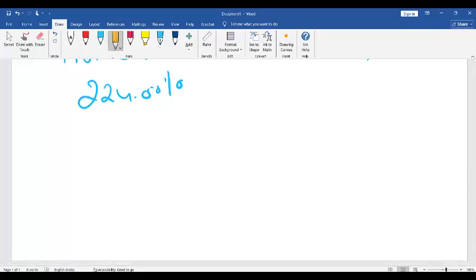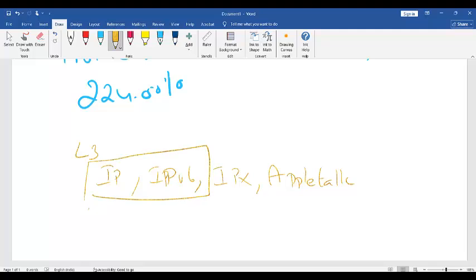This EIGRP is designed not only for IP. IP is what? Layer 3. In layer 3 we have IP, we have IPv6, we have IPX, we have AppleTalk, etc. But you might have come across only these two, but these are also layer 3 protocols like IP.